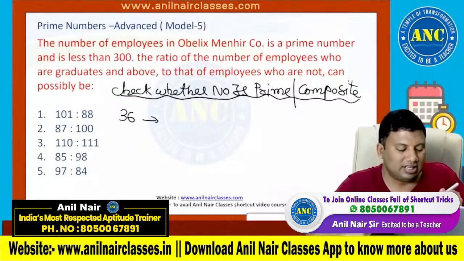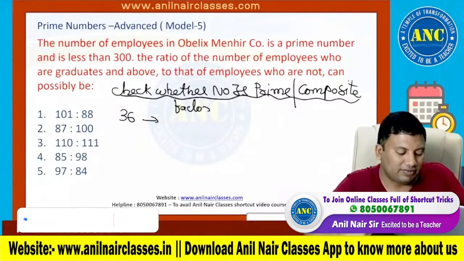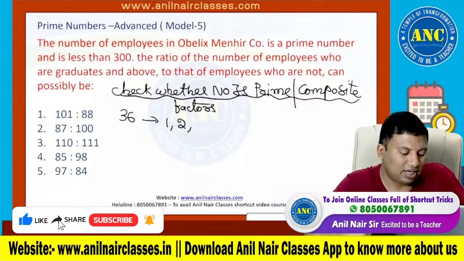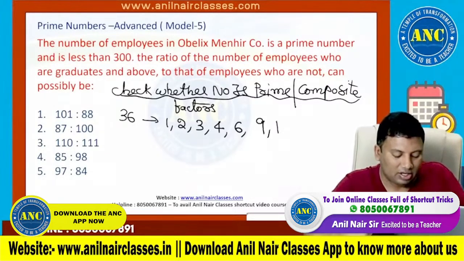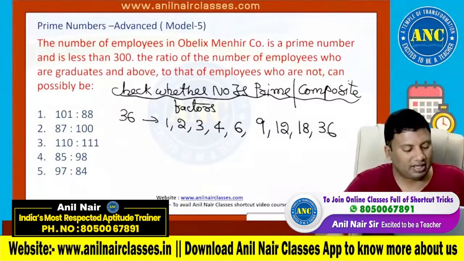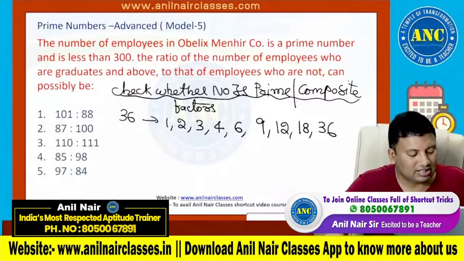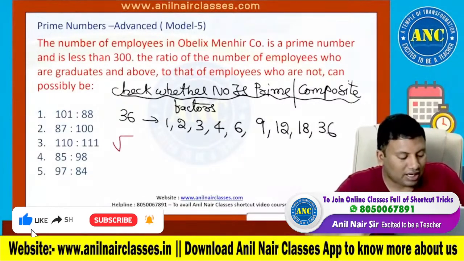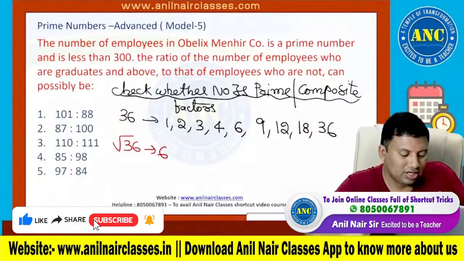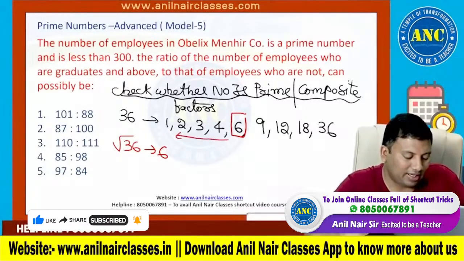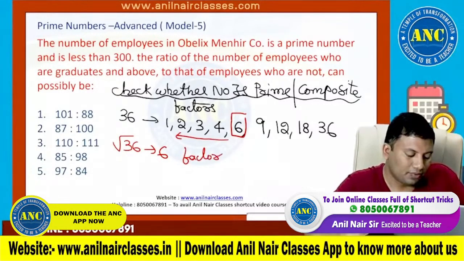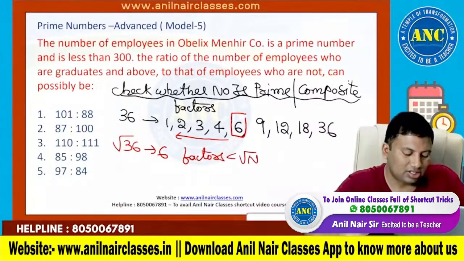If 36 is there, what are all the factors of 36? 1 is a factor, 2, 3, 4, 6, 9, 12, 18, and 36 are factors. Now, the root of 36 is nothing but 6. So put this in the box. Can I say these are all the factors less than root n?